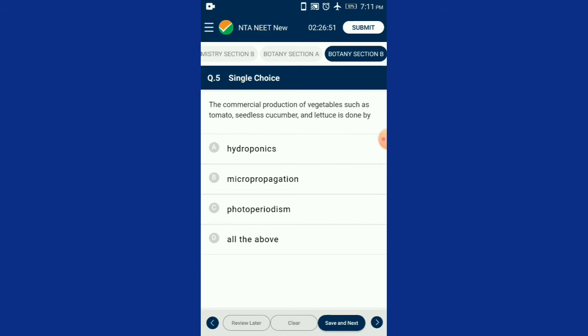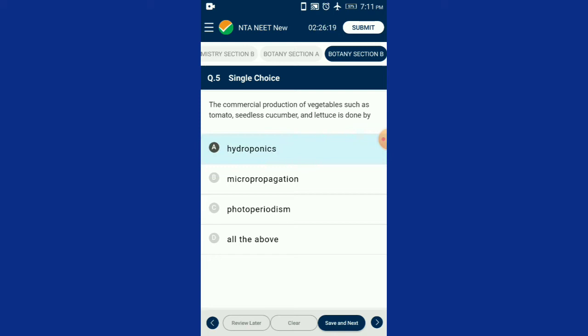Question number 5. The commercial production of vegetables such as tomato, seedless cucumber and lettuce is done by. The technique of growing plants in the nutrient solution in the absence of soil is known as hydroponics. In the year 1860, Julius von Sachs demonstrated this technique for the first time. Hydroponics has been successfully employed as a technique for the commercial production of vegetables such as tomato, seedless cucumber and lettuce. So the answer is option A, hydroponics.